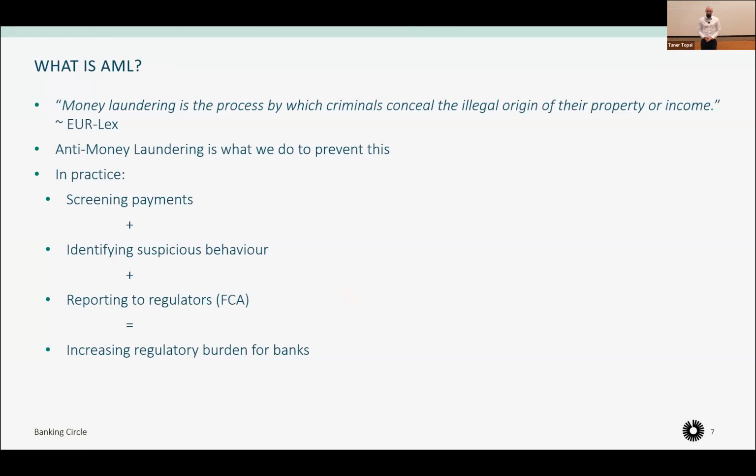In practice, it goes in a few steps. We screen the payments, try and identify any suspicious behavior. And if we find it, we have to report it to the regulatory bodies or authorities. So that's the FCA in the UK, for example.